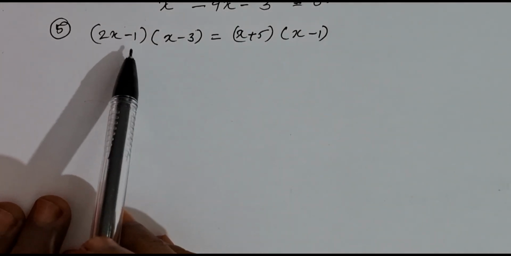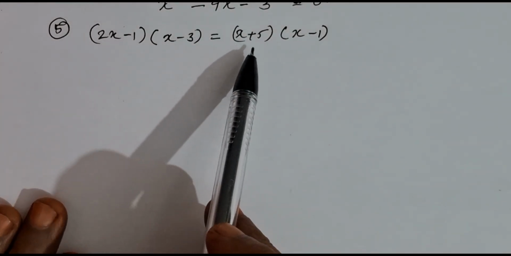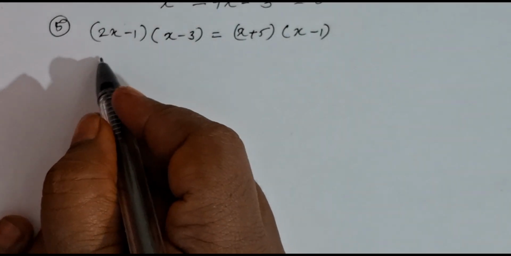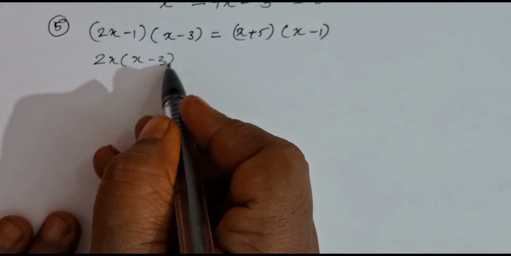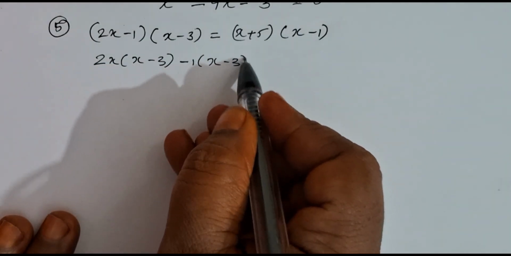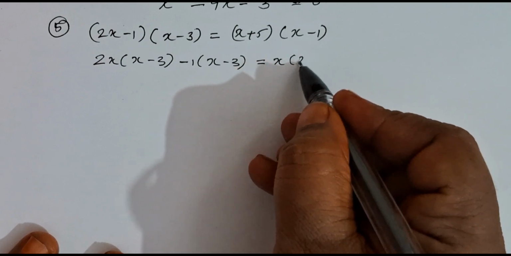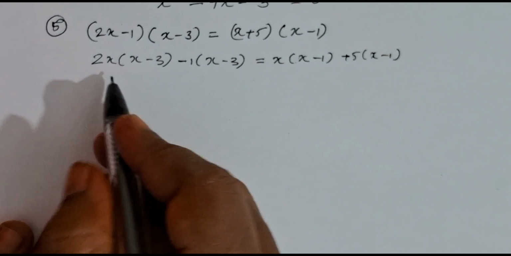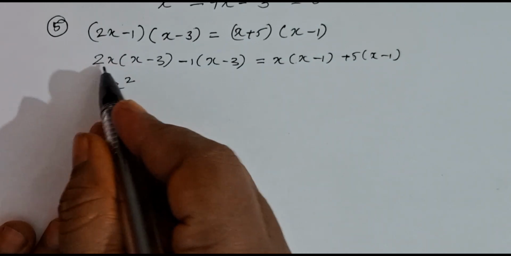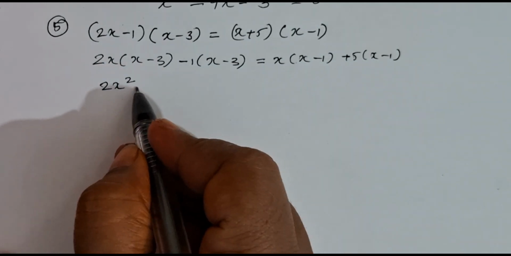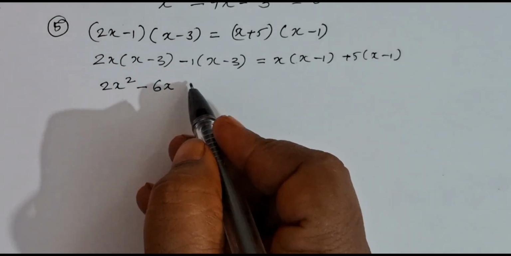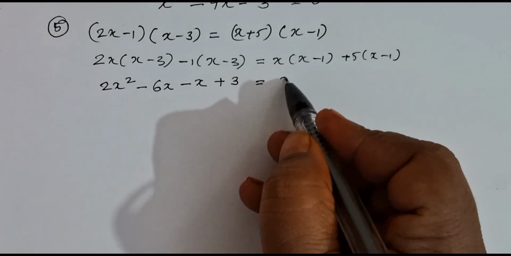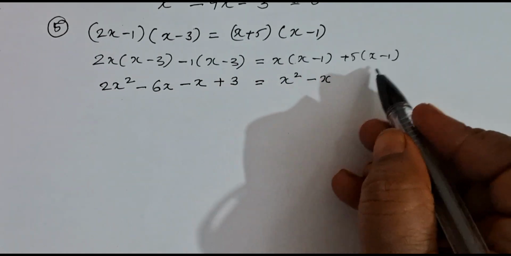The next question is x(2x minus 1) into (x minus 3) equals (x plus 5) into (x minus 1). Here also we'll be using the distributive property. It is 2x into (x minus 3) and minus 1 into (x minus 3), which is equal to x into (x minus 1) plus 5 into (x minus 1). Now we will use distributive property. So it becomes 2x square minus 6x minus x plus 3, which is equal to x square minus x plus 5x minus 5.